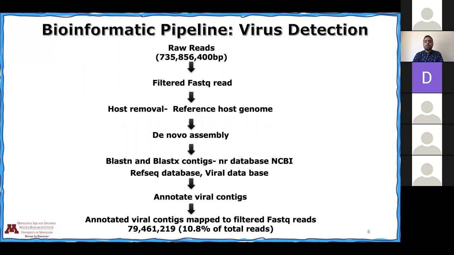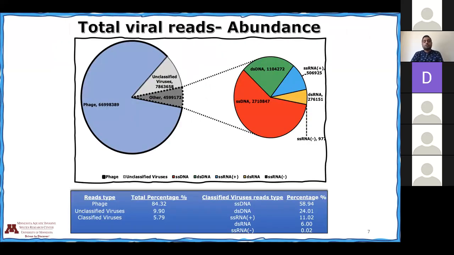Here I want to mention that from all our data, only 10.8% of reads showed some hit to viral genomes or viral sequences. So describing the overall figure, of those 10.8% viral reads, mostly 85% belong to bacteriophages, and around 10%, 9.9%, belong to unclassified viruses, which do not have any sequences or any taxa present in the online database. And 5.8% of reads or contigs were classified viruses. Again, we went in depth to classify those classified viruses.